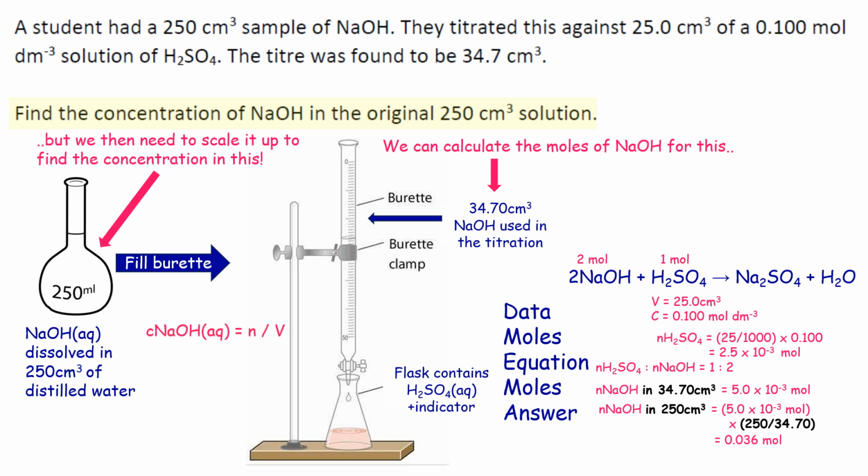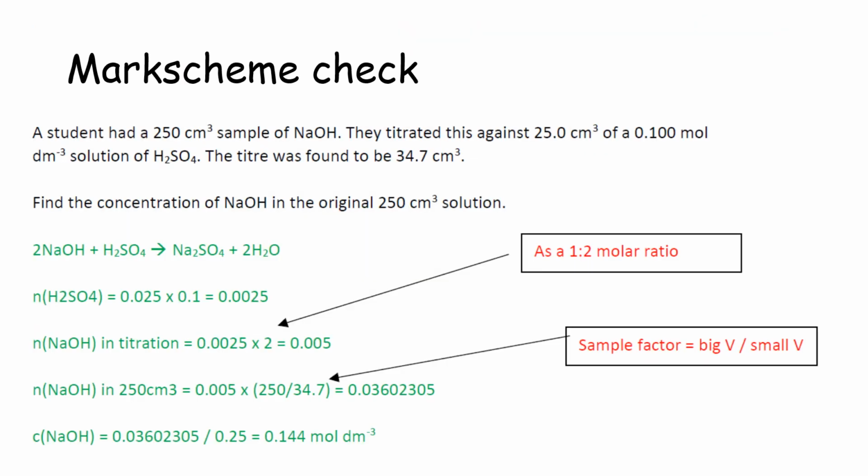So now we can work out the concentration as directed in the question. So the concentration is moles over volume. So that's 0.036 divided by 250 over 1,000. So that gives us 0.144 moles per decimeter cubed. So doing a quick mark scheme check, we can see that we've got Mark 1, Mark 2, Mark 3, and Mark 4.